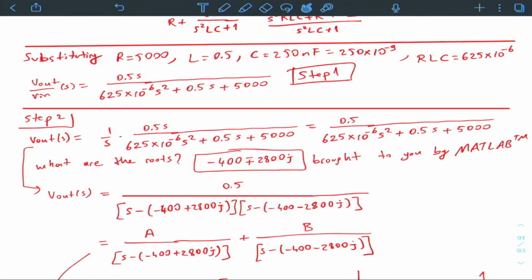Then since we are going to supply a step function as an input, and we want to find the output, let's multiply it with the 1 over s term, okay. This is the transfer function. Here I'll just copy it from here, and this is the step function, okay, and the s terms cancel each other out, right?